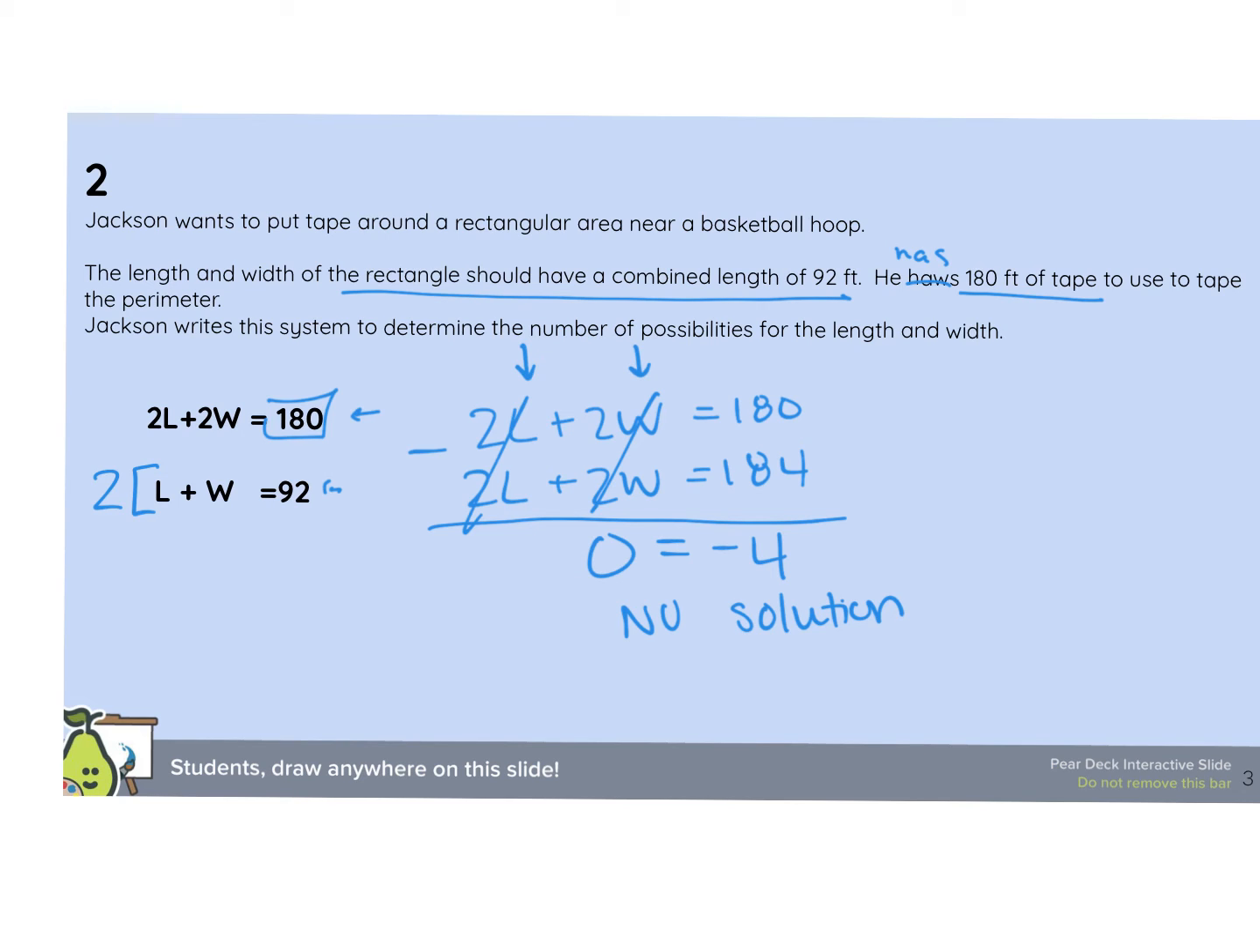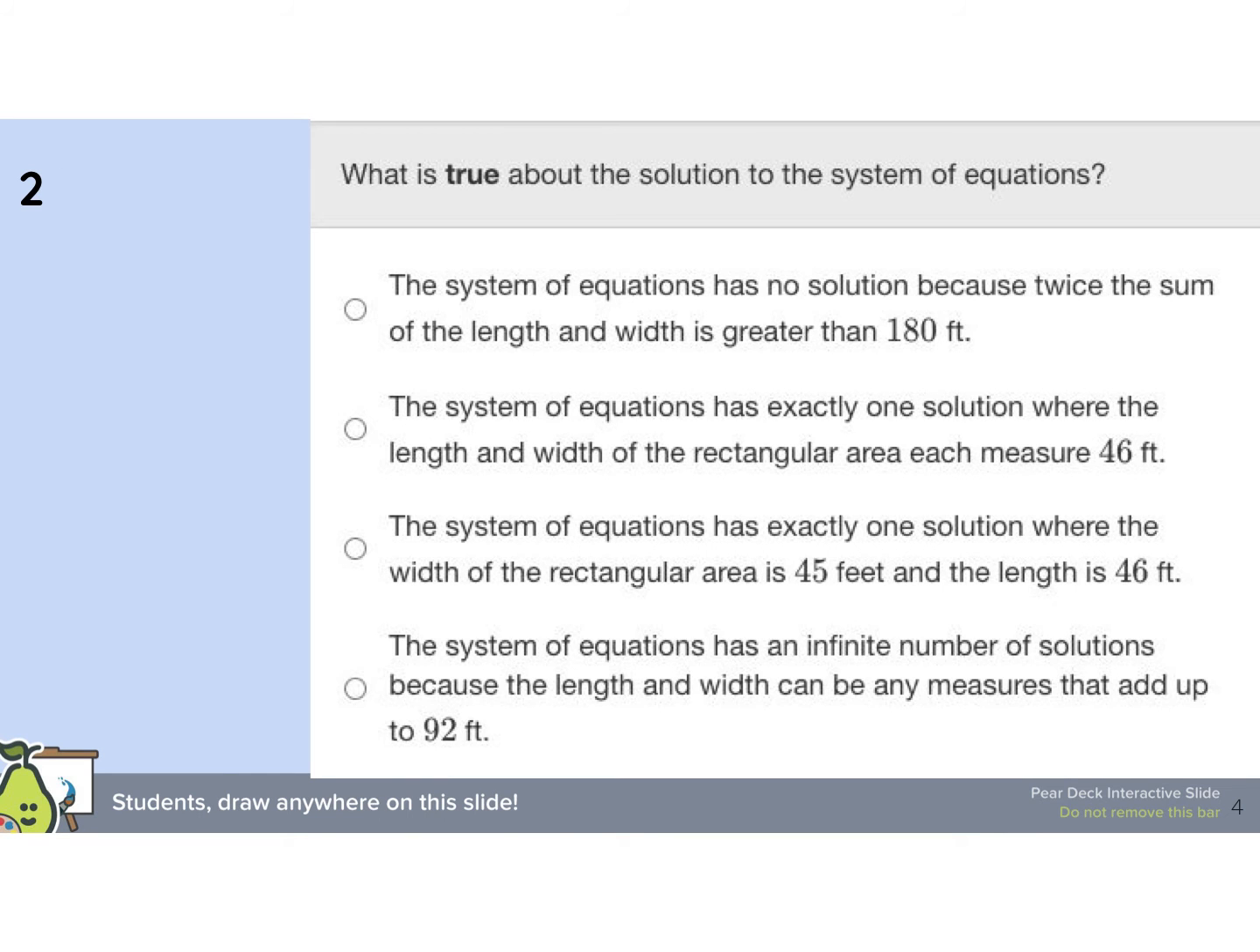So if you go to the next slide, these are the answer choices you're going to see, right? You may not have understood what 0 equals -4 meant, but hopefully when you see the answer choices, you would understand that there's no solution. Even if you don't know why, there's no solution, right? It doesn't have 1, and it's certainly not infinite.